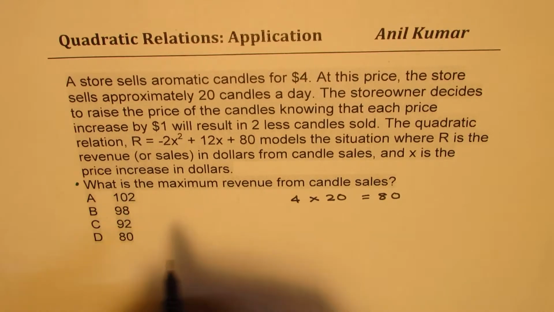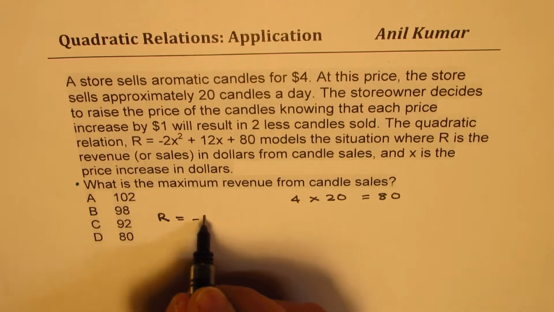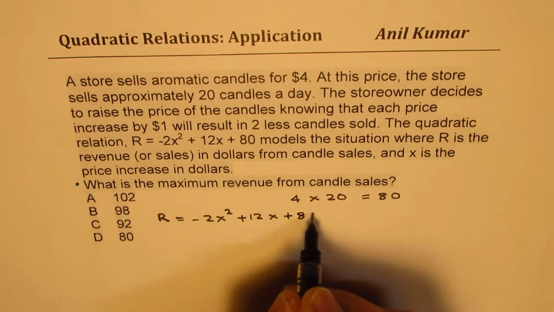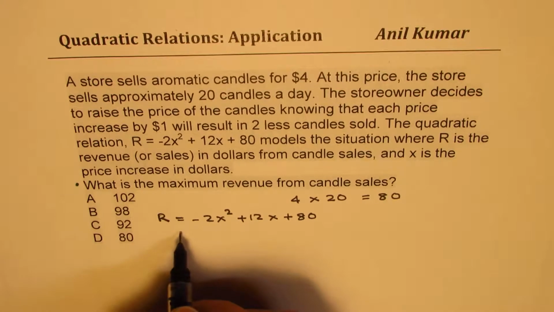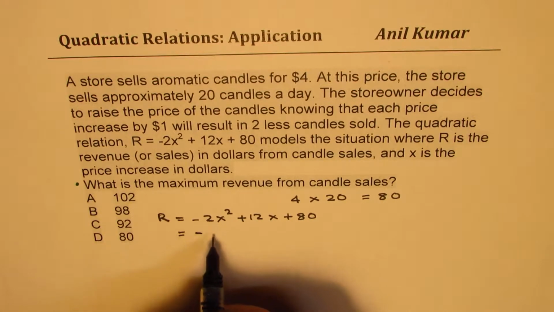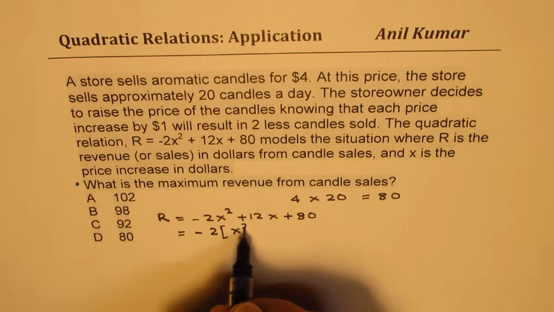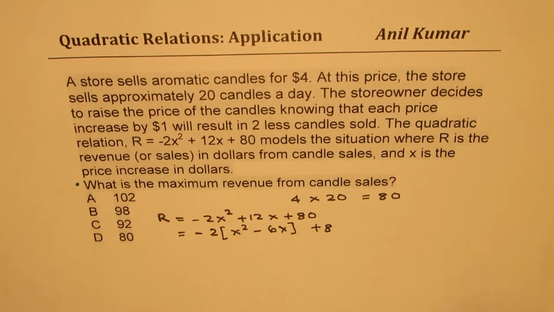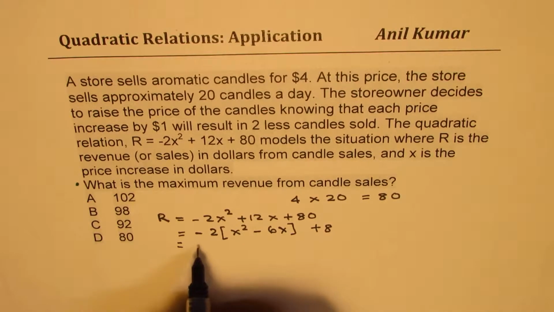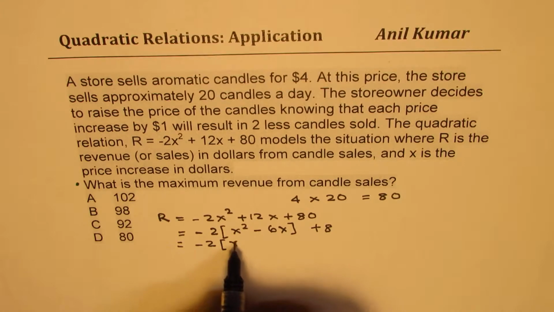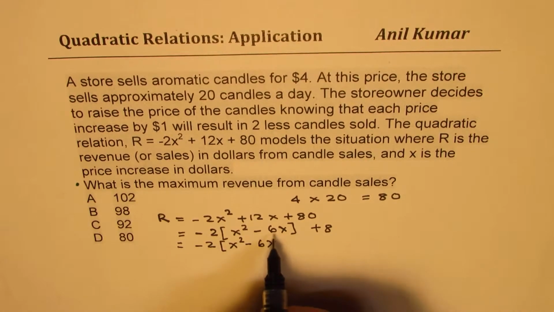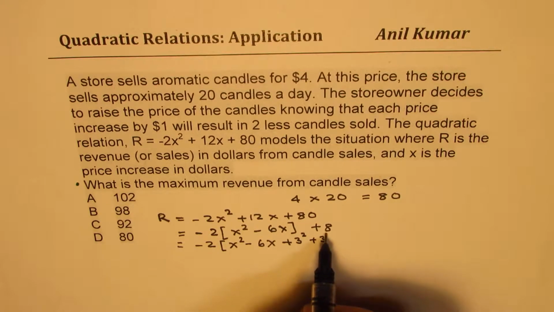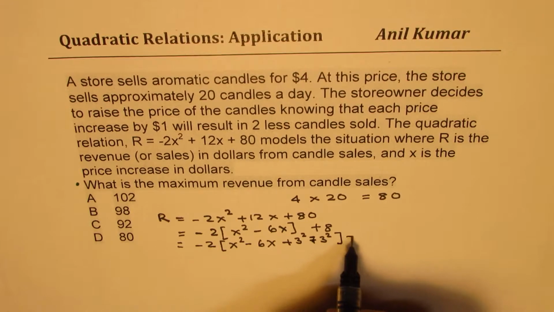So let's work on this equation R equals minus 2x squared plus 12x plus 80. So we can maximize. So we'll do completing the square, taking minus 2 common first. We get x squared minus 6x plus 80. And now we can do half of 6. So minus 2, x squared minus 6x, half of 6 is 3. So we'll add and subtract 3 squared, plus 80, correct?